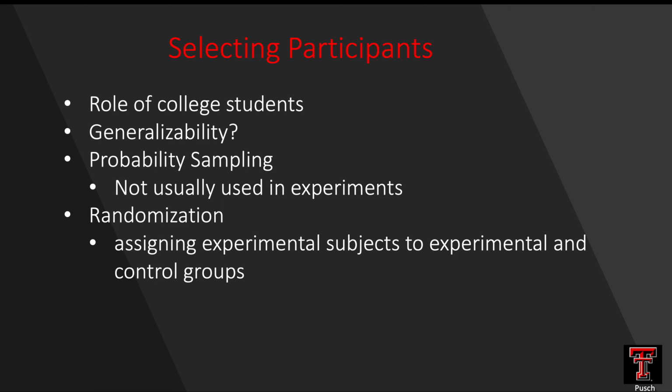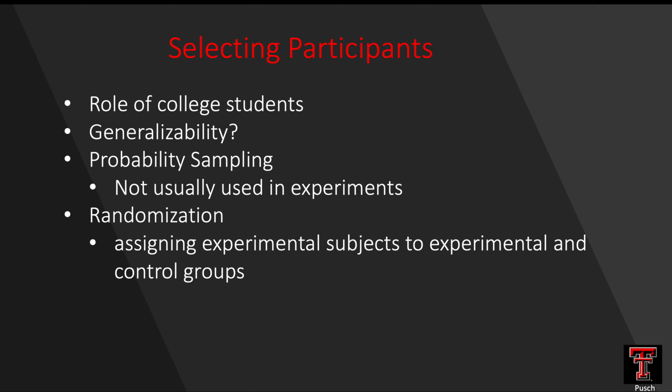So often college students are younger and more educated than the general population, so depending on what the experiment is, we can't necessarily generalize it to the population at large. Probability sampling usually isn't used in experiments. It's usually people that volunteer to be part of them.